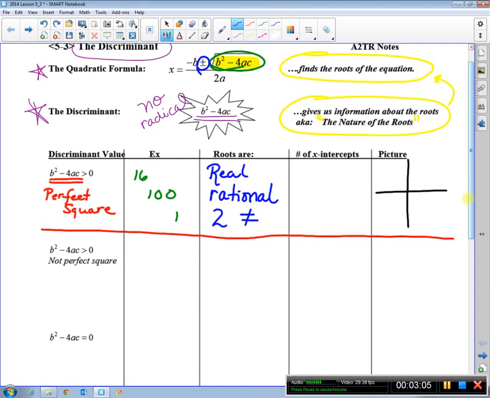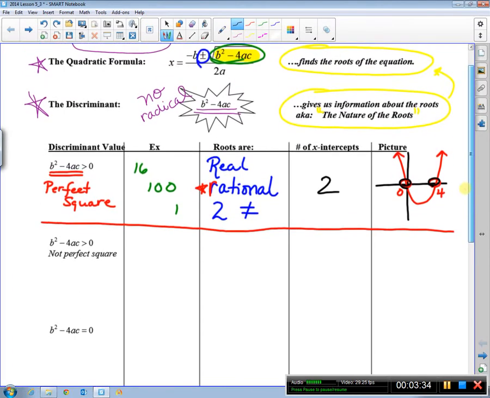When we graph one of these, we get a parabola, and the parabola hits at really nice points. I'm just going to make a couple up here. I'm going to say this hits at 0 and 4. Really pretty points, and that's that rational part right there. So we have 2 intercepts on our graph. 1, 2.